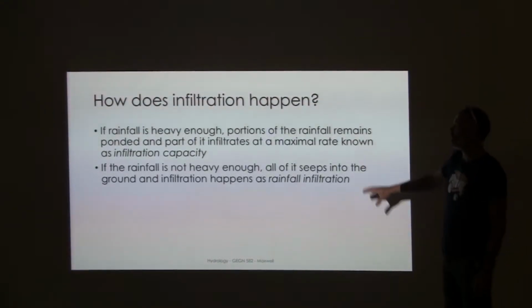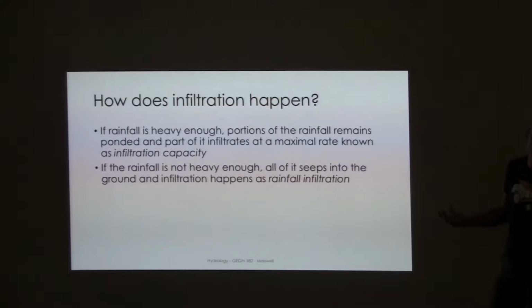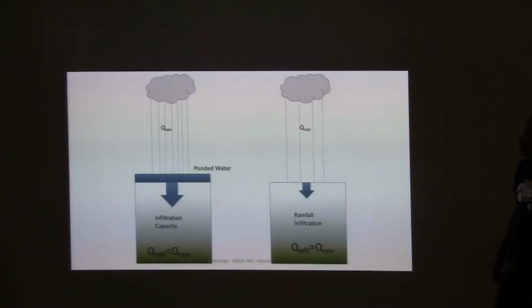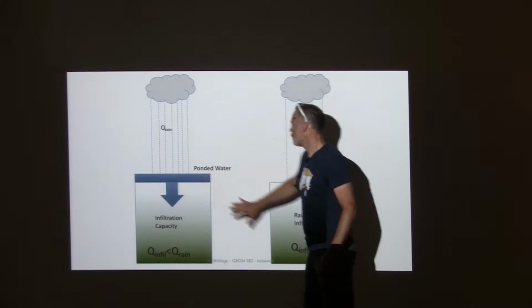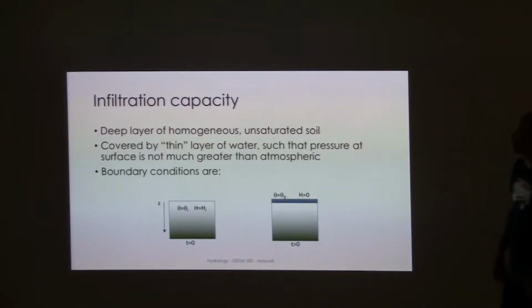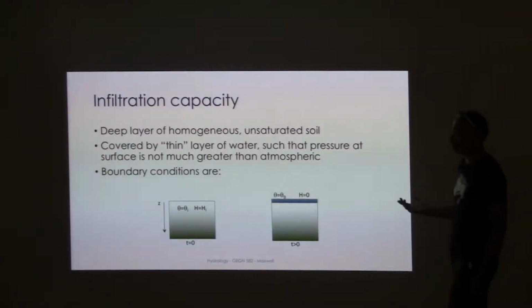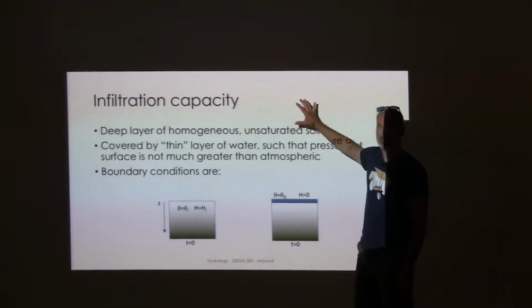If the rainfall isn't heavy enough, all of it seeps into the ground, and infiltration is limited by what we call rainfall infiltration. We can come up with a nice little conceptual model of this. We have some ponded water, or we have some rainfall infiltration. Now, we think about how we understand, or our theory for rainfall infiltration, which is pretty elegant and pretty straightforward. We think about infiltration capacity.